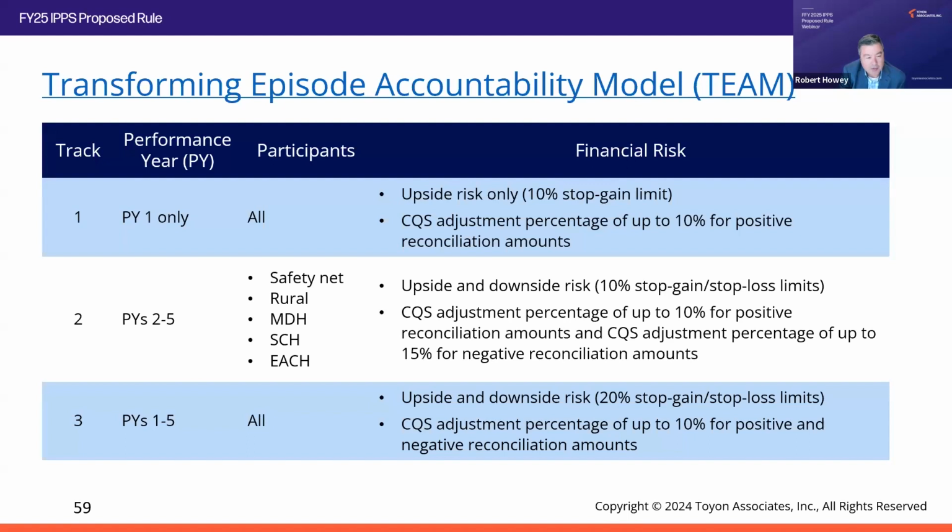Okay, so what does this mean as far as payment and risk that's involved? So for everyone in performance year 1, all participants, to create some type of a transition, there's only upside risk, which means that if you're not hitting the target, you're not going to be penalized for that. However, if you exceed the target, they're going to limit the gain at 10% with a stop-gain limit.